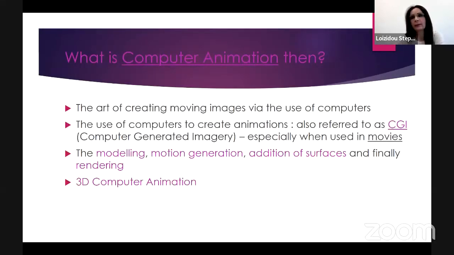As I said, by default, nowadays, when we talk about animation, we normally refer to computer animation. This is standard, the means is the computer. We can refer to CGI, especially when it is done in movies, and basically the modeling, the motion, and finally the addition of surfaces and rendering as the final step.